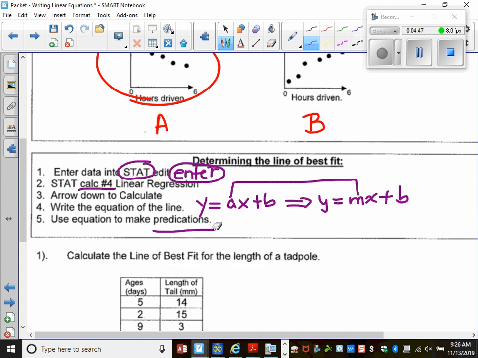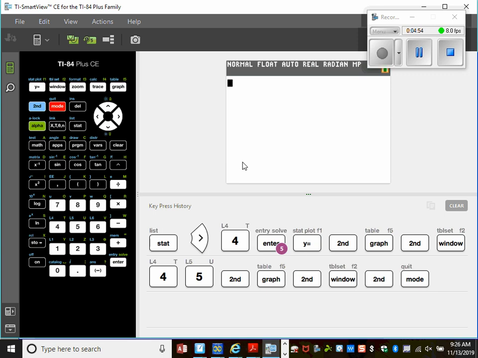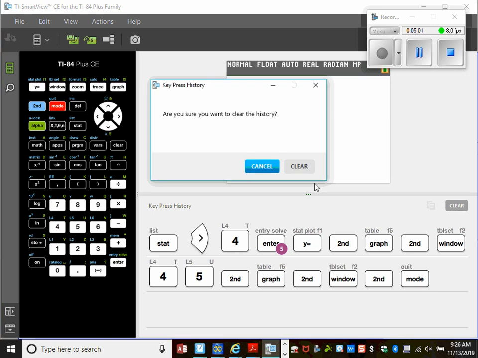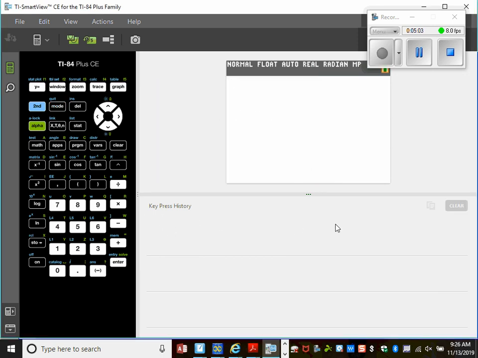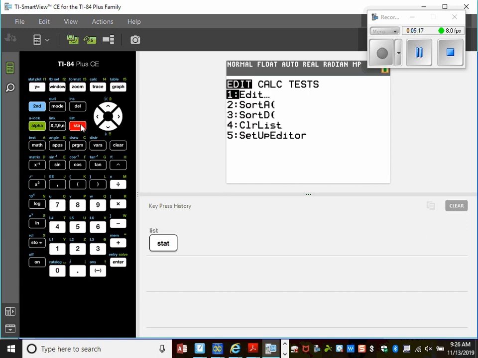All right. We're going to start this, and I want everyone to pay attention and make sure you're following along with me. I'm going to put the graphing calculator up here. Let me clear this out. And if you get lost here, my key history is right here, so you can see what button I pressed. When I press the button, it's going to turn red, so you can see where it's located. So the very first thing on your notes says to press stat.